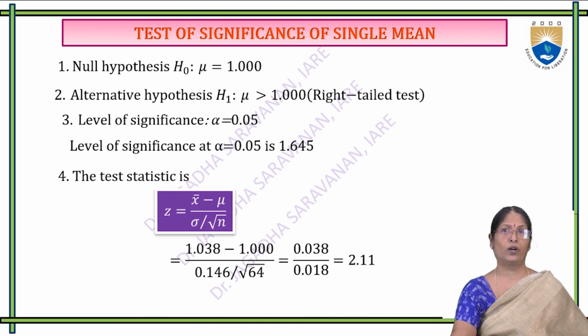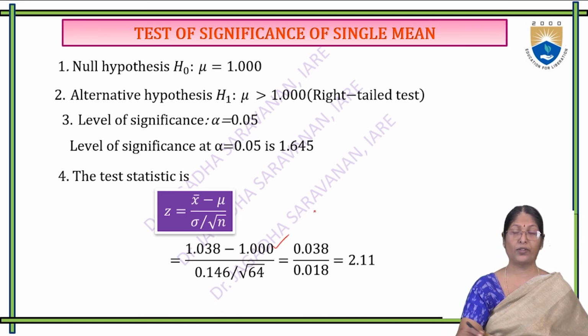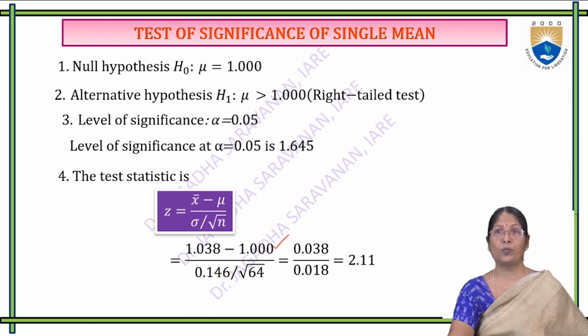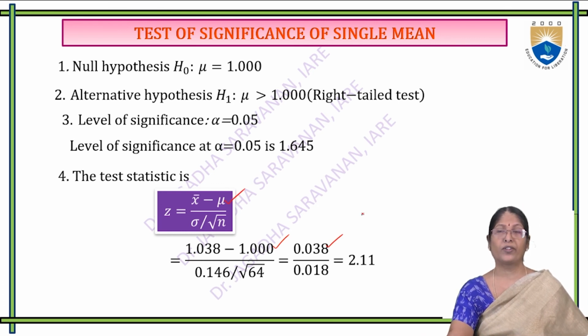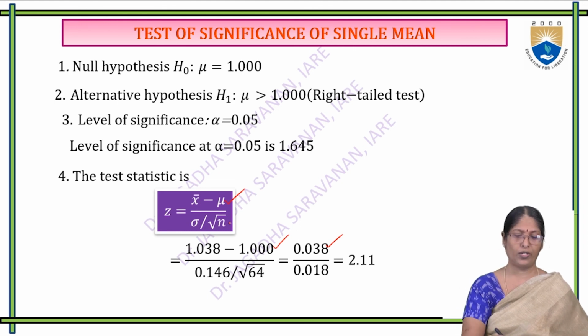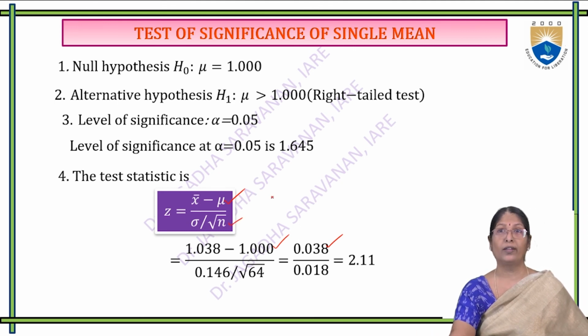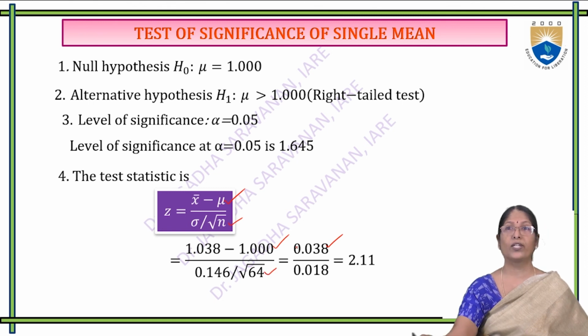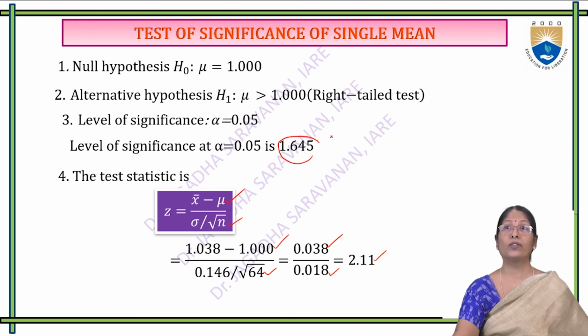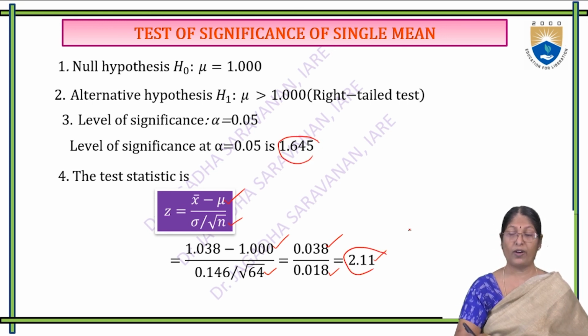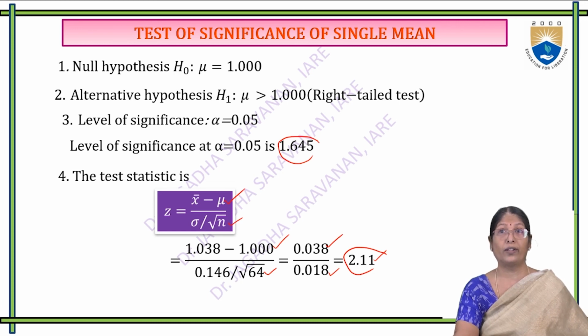We substitute the values in the particular places. The numerator, 1.038 minus 1.000, is x bar minus mu, and the output of the numerator is 0.038. Coming to the denominator, sigma by root n, that is 0.146 divided by square root of 64, which is nothing but 0.018. The final output is 2.11. So now the tabulated value is 1.645, whereas the calculated value is 2.11. Here itself we can declare the result.